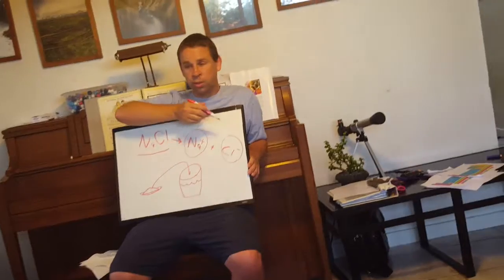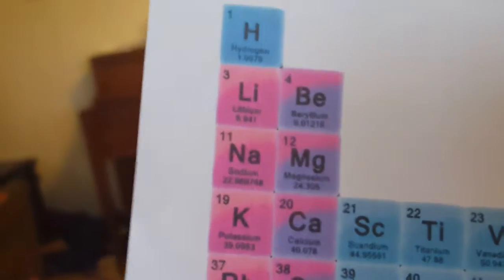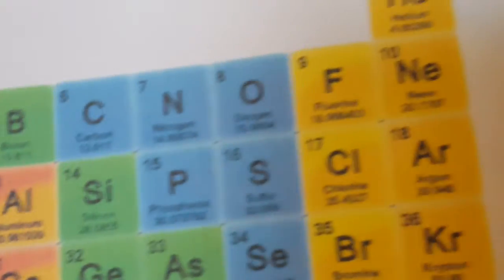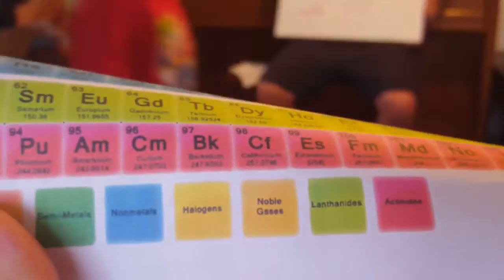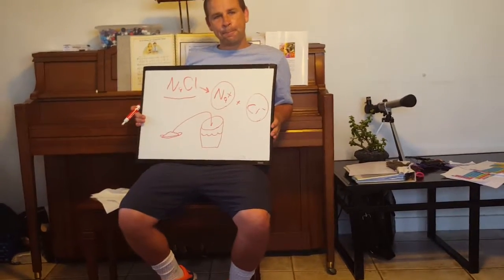So, sodium and chlorine met, and chlorine wanted to have an extra electron, and sodium said, hey, I have an extra electron that I want to get rid of, right? Sodium has 11. They transferred electrons, and chlorine got that extra electron, and sodium lost it. And so sodium, when it loses an electron, ends up having extra protons, and that's a positive charge.